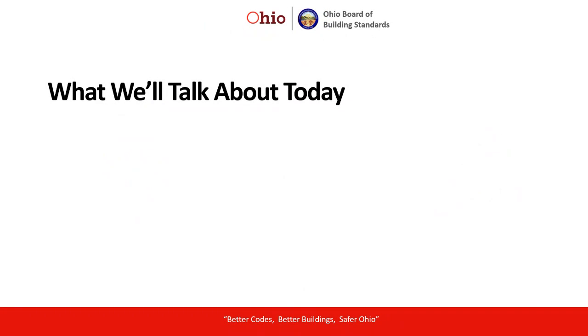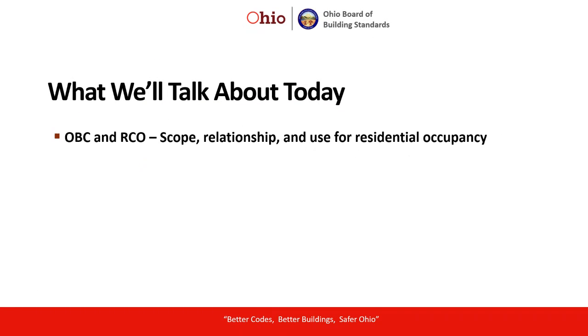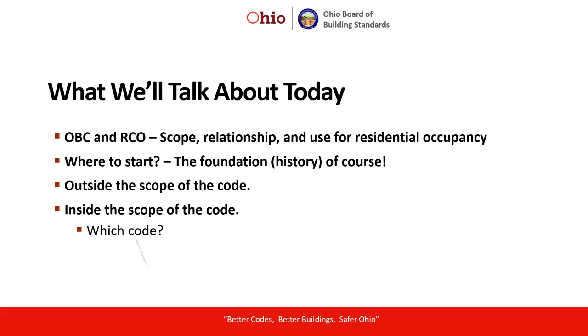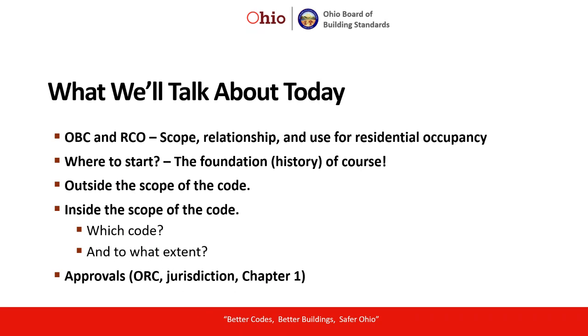So what we are going to talk about today is going to be the OBC and the RCO scope, relationship, and their use for residential occupancies. I'm going to start off with a little bit of history about it all. I'm going to move into some examples of things that are outside the scope of the code. Talk about stuff that's inside the code, which code and to what extent. And finally, we're going to be talking about approvals for those things and which jurisdiction has the approval authority and which edition of Chapter 1 applies.